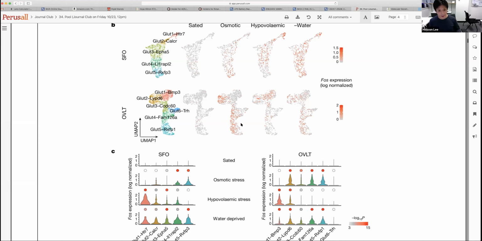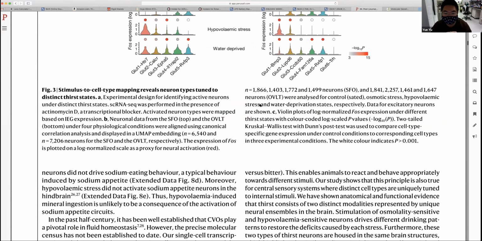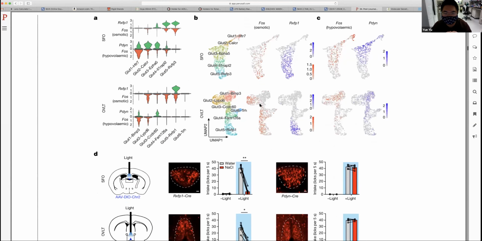But in any case, does everyone understand what they're trying to do here? Yeah. So based on this single cell sequencing analysis, they find some candidates that might correspond to a specific condition, osmotic versus hypovolemic, right? And that leads us to figure 4. And who will explain figure 4 for us?